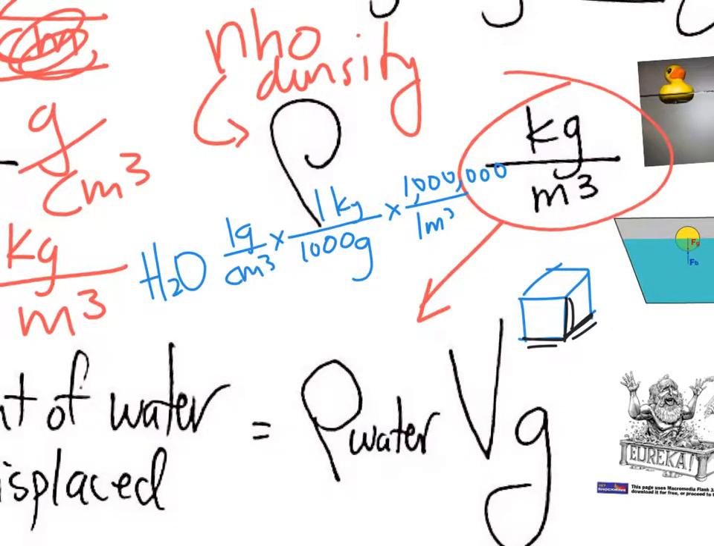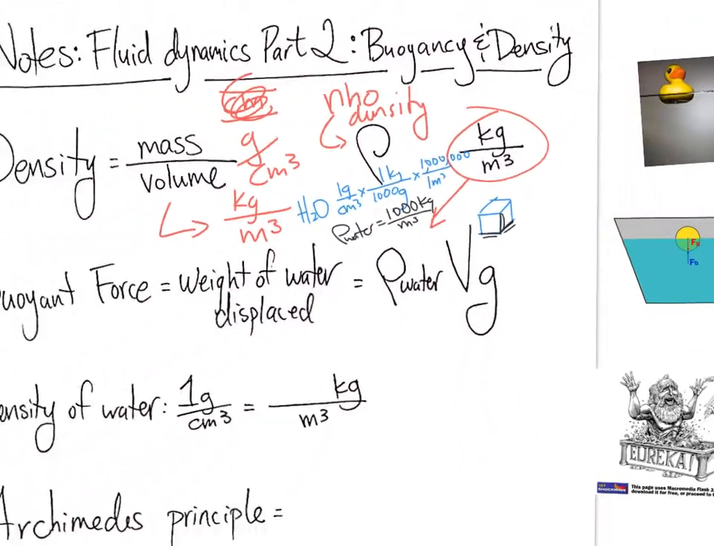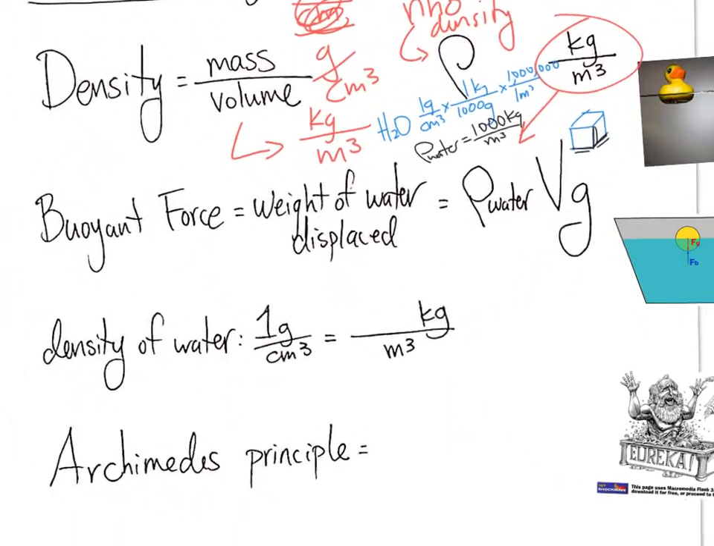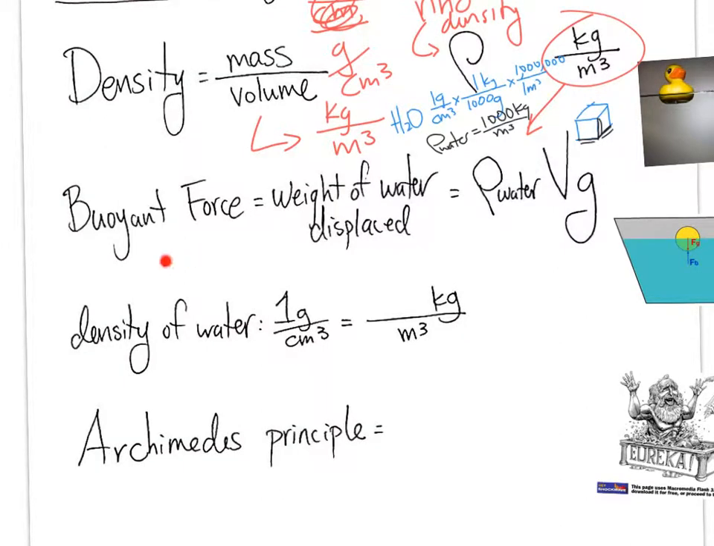So if we multiply that out, we basically get that the density of water is 1,000 kilograms per meter cubed. Water's heavy stuff. Okay, let's see if that cleans up here. So this is the one that takes some more thinking power.